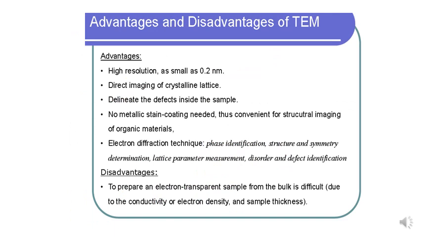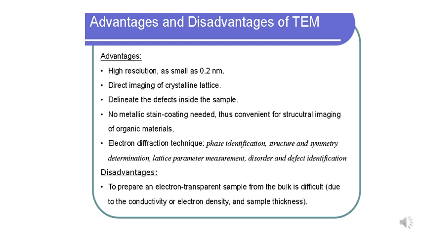So these are the advantages and disadvantages of TEM. As you know, TEM produces high resolution images, as small as 0.2 nanometer. TEM gives a direct image of the crystalline lattice, so you can investigate the crystal lattice structure of your sample, and it also delineates the defects inside the sample. No metallic stain coating is needed, so we don't have to do the stain coating. TEM also uses the electron diffraction technique, so you can do lattice parameter measurement and see the defects of the semiconductor. These are the main things that you can see if you use TEM.